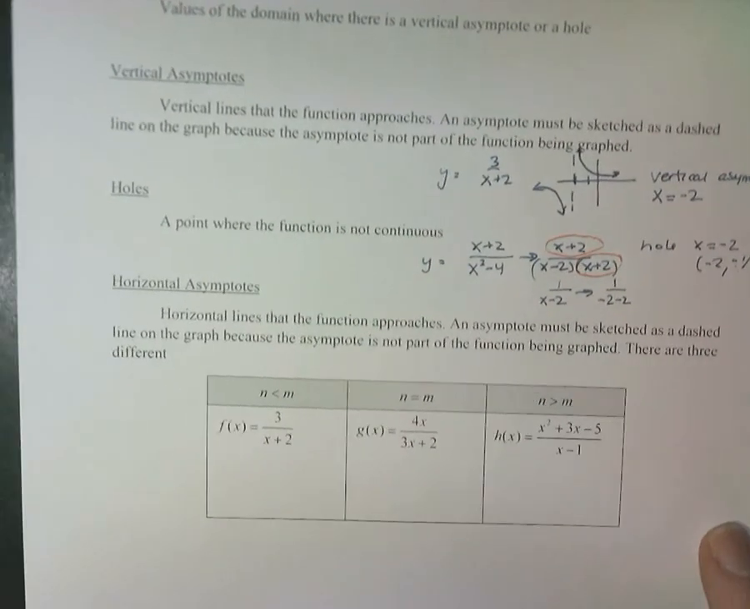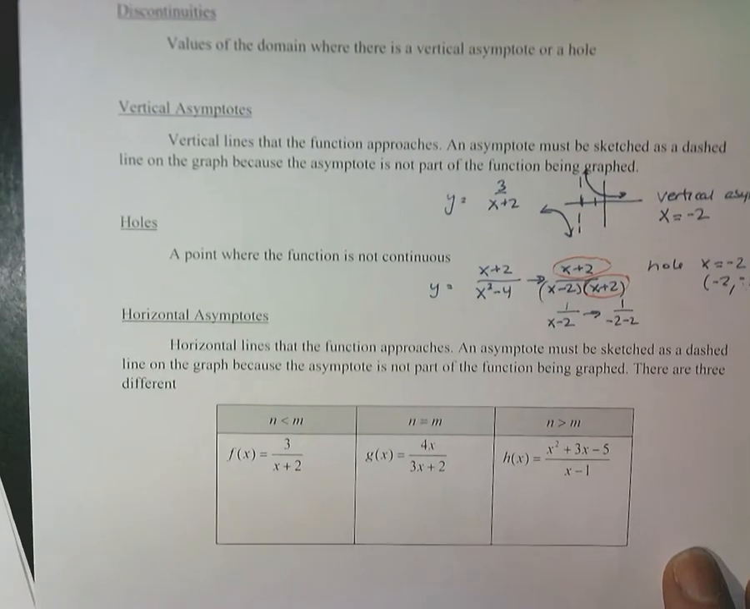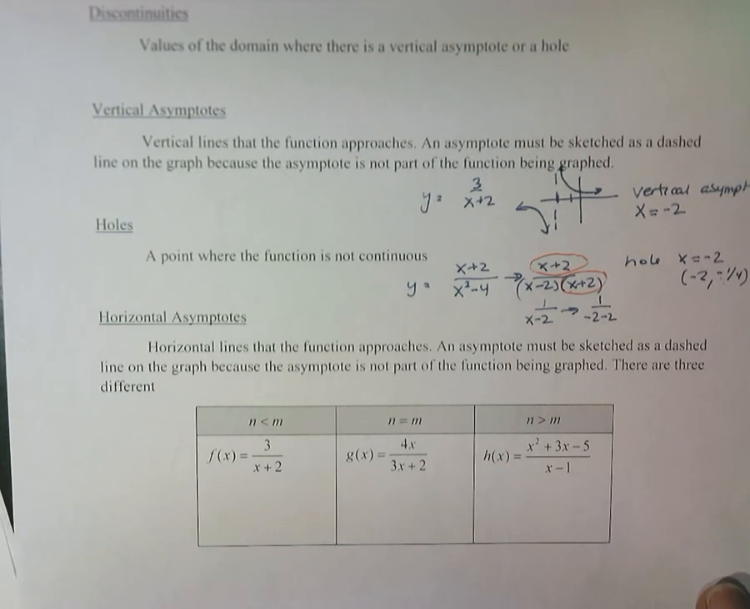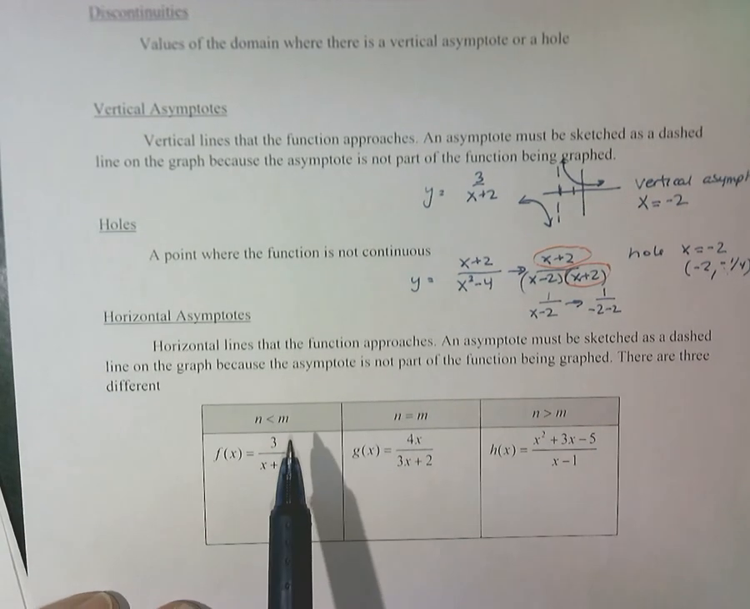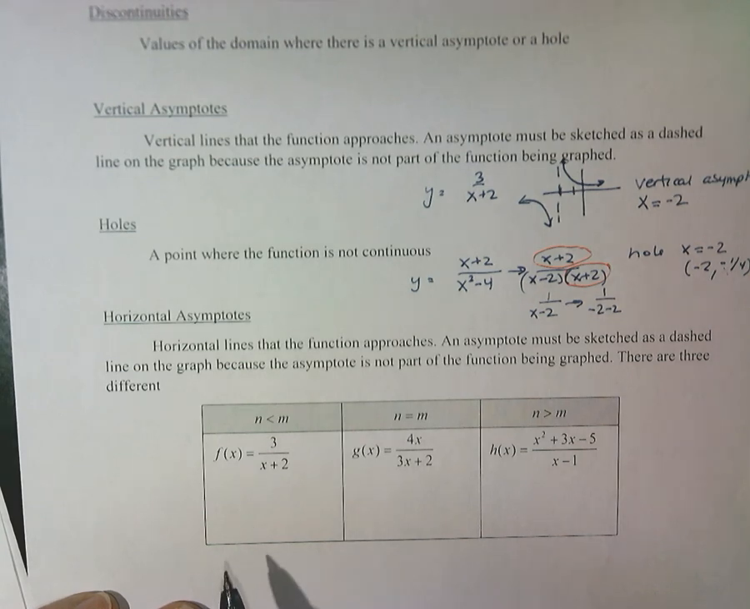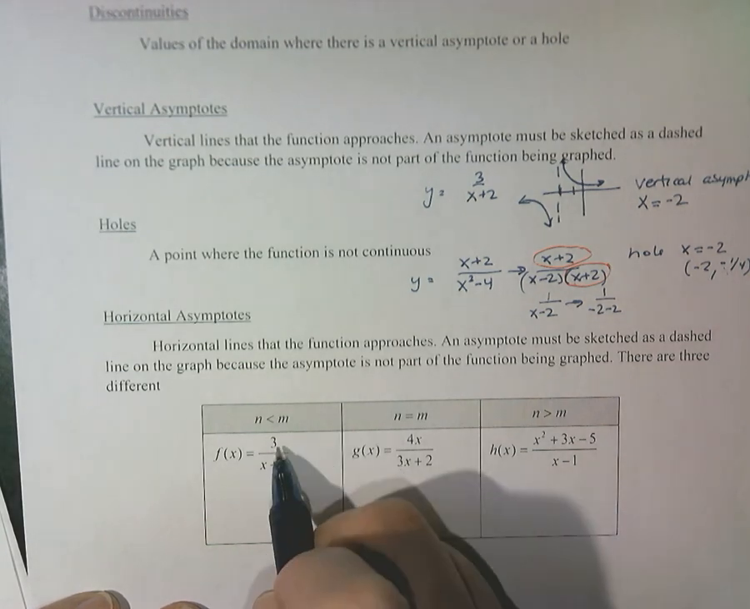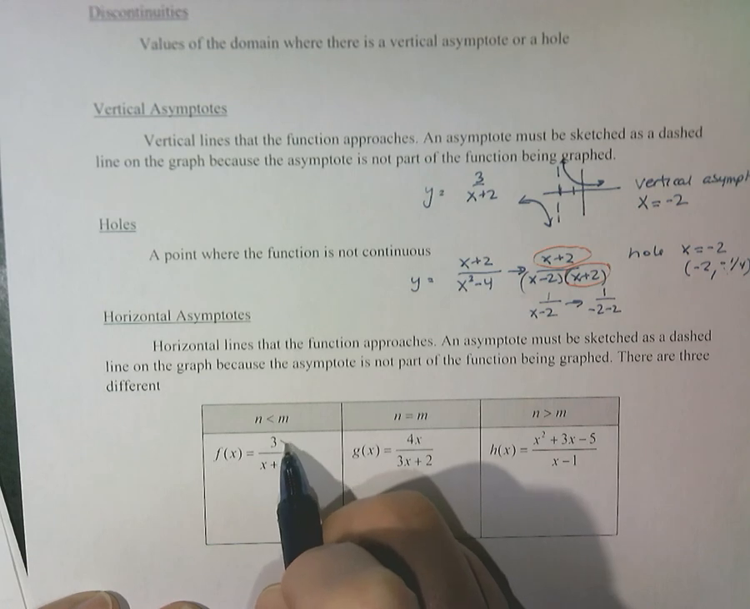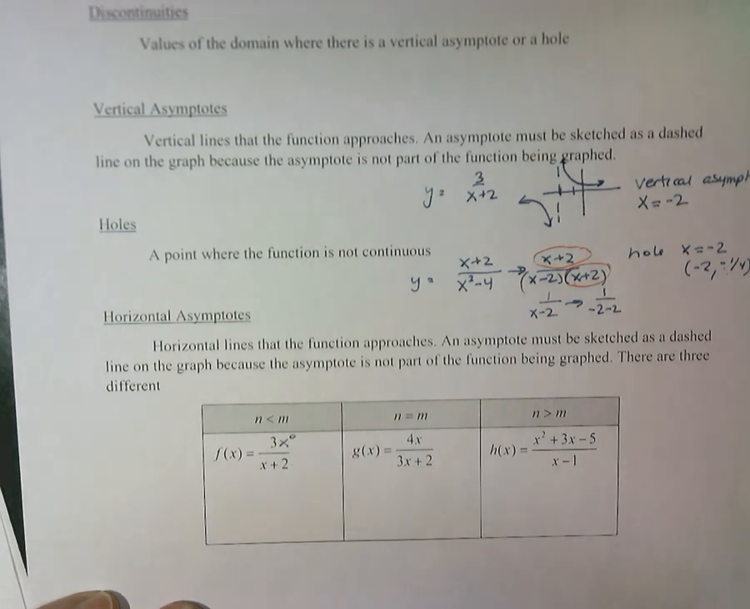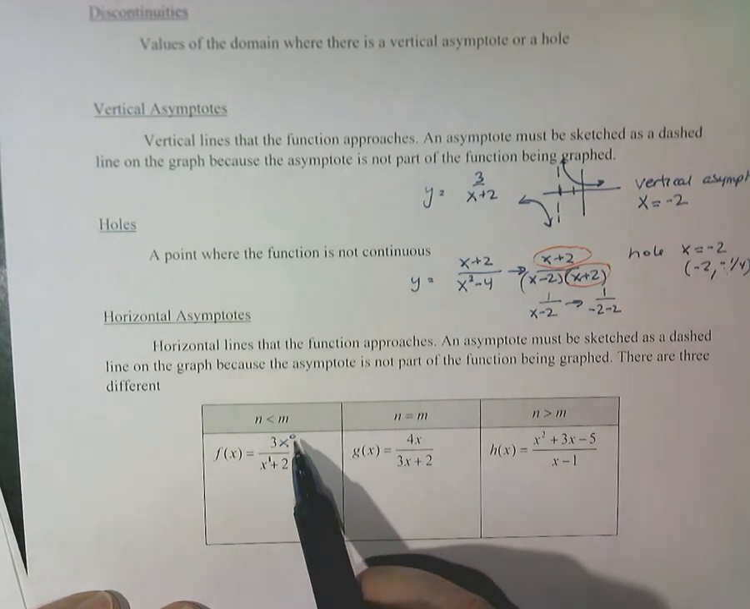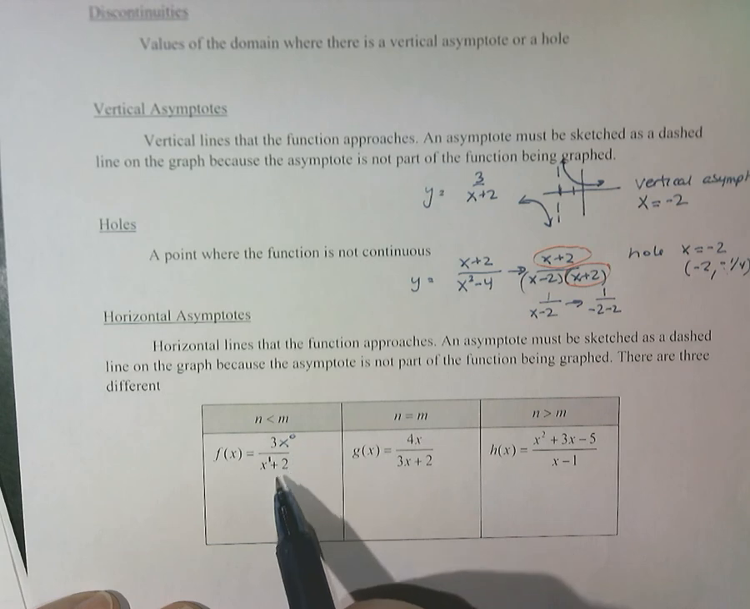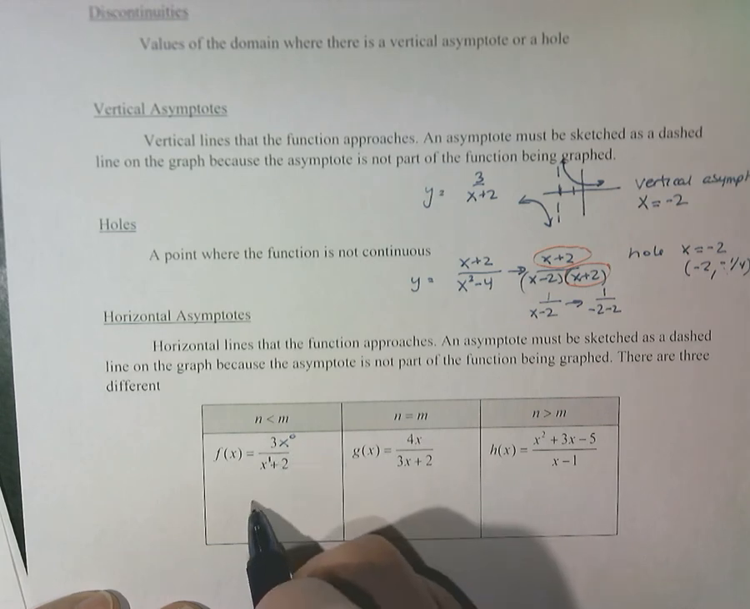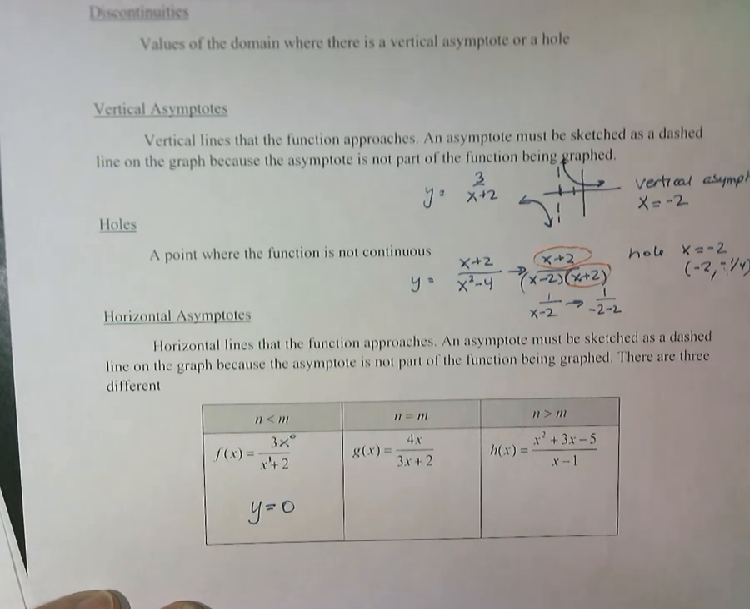Horizontal asymptotes have 3 different cases you can have. It's going to be a horizontal line. The first case is when the degree in the numerator is less than the degree in the denominator. What I'm talking about with degrees is the highest exponent. So this is 3. There's no x up there, so I could say this is x to the 0 power. This is x to the first power. Anytime this occurs, where the degree in the numerator is less than the degree in the denominator, your horizontal asymptote is always going to be y equals 0.